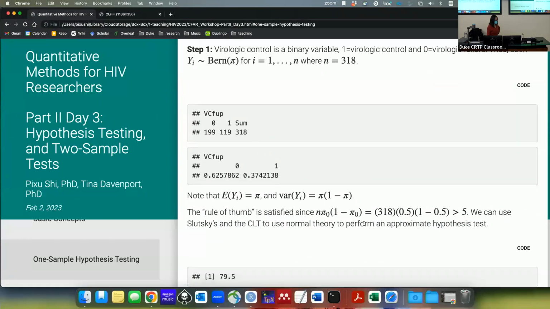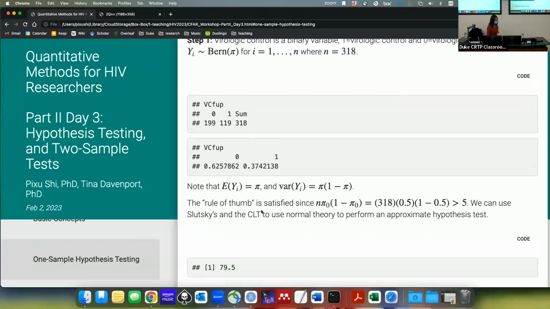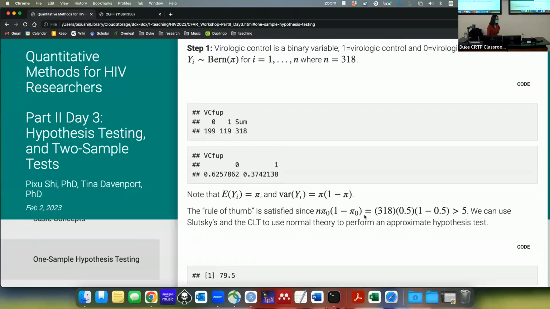So you can use your rule of thumb, but this is really large, so you would reject null hypothesis and say that, oh, by the way, so this rule of thumb here, pay attention to the pi zero. This pi zero is actually the, so this pi zero is a null hypothesis.